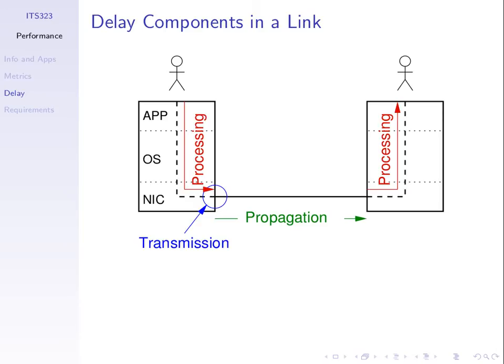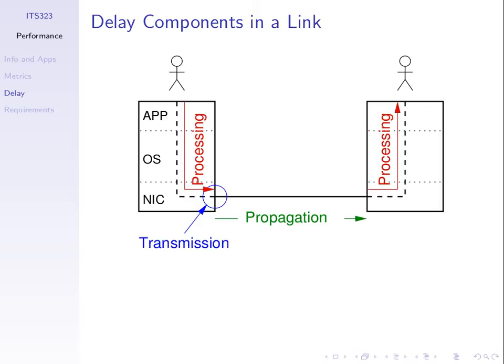Data size, and the answer's somewhere in your lecture notes, divided by the data rate. If I've got 1,000 bits and my device can send at 100 bits per second, data size 1,000 divided by data rate 100 will give us 10 seconds. So simply the data rate of the device, usually a characteristic of the device, and how much data we have to send. That tells us the transmission delay.